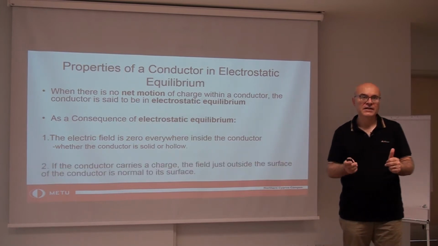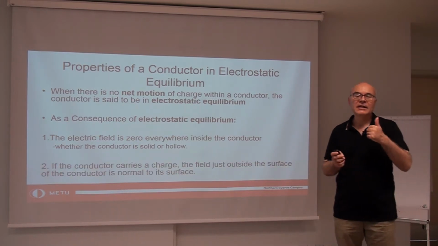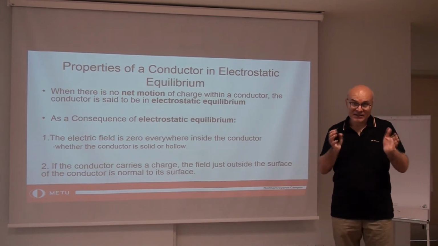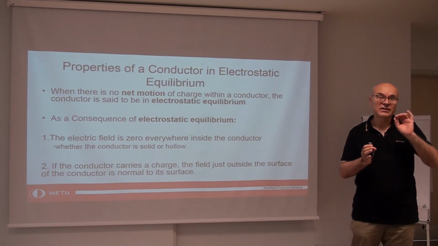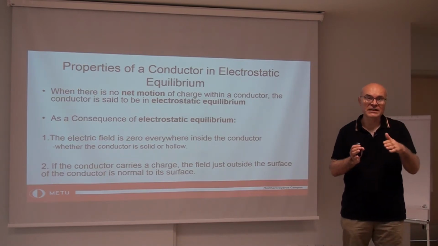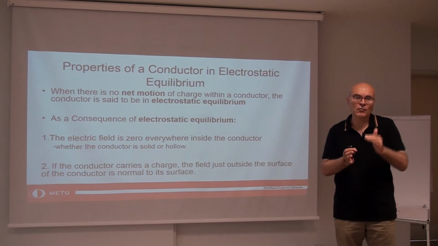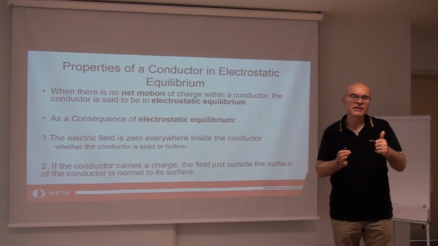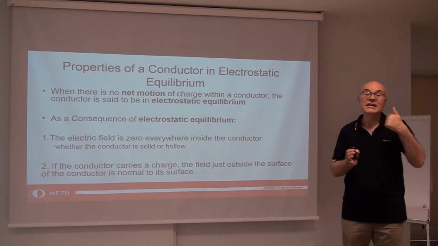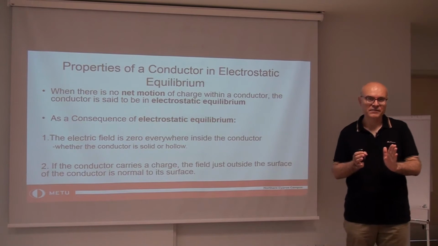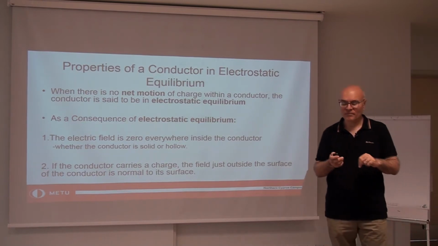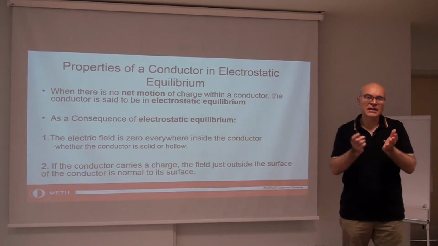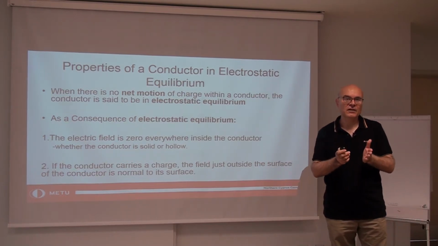We will prove this. The second property: if the conductor carries a charge, that is, if it's charged, then inside the electric field is zero. What about outside? Just outside, that is at the surface from outside, the electric field there is normal to the surface. These two properties follow from the static equilibrium distribution of the charge on or within the conductor.